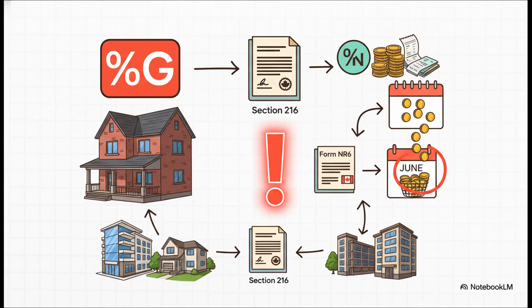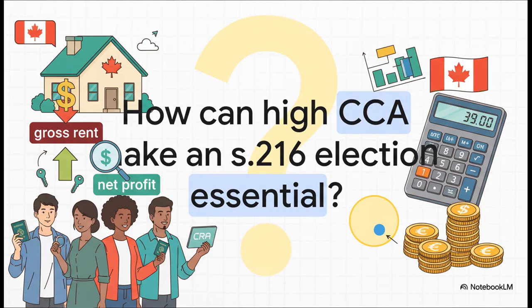3, Form NR6 is that proactive move that helps cash flow, but, and this is a big but, it makes the Section 216 return mandatory for that year. 4, missing that June 30th deadline after an NR6 approval is a disaster. It's an incredibly costly mistake. And last but not least, remember, a single Section 216 return has to include all of your client's Canadian rental properties, not just one.